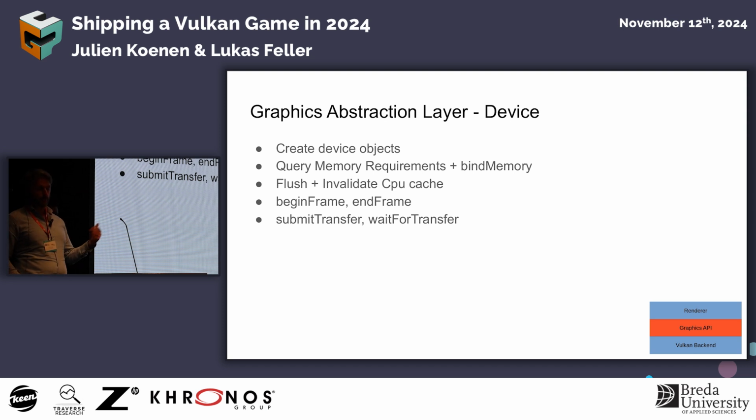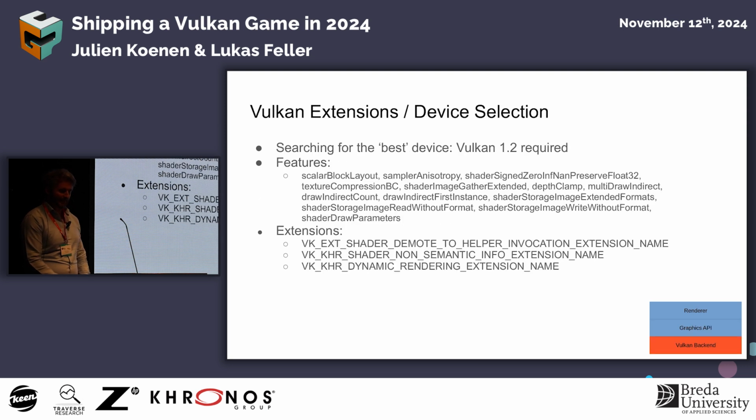Devices allows us to create device objects like textures, buffers, and other resources. So it's basically owning these objects and allows us to allocate and create memory, bind this memory to resources, flush caches, has the frame abstraction that we'll talk about later, and access to an asynchronous transfer queue. So that's basically what the device is in our graphics abstraction layer. We only have one device ever. There's no multiple device things happening.